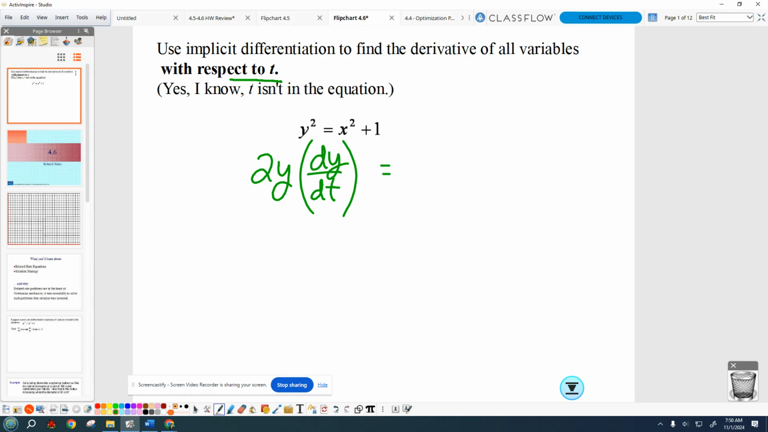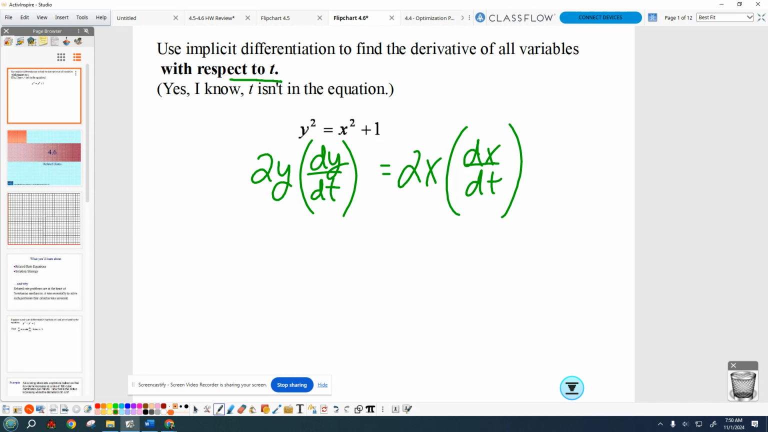And over here, same deal. Multiply by the power, lower the power, and then how is x changing over time? And then the derivative of a constant, how is the constant changing over time? Well, it's constant, it doesn't change.